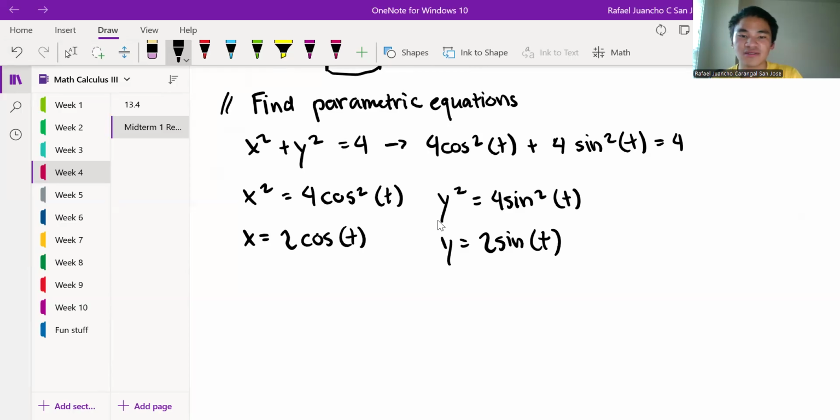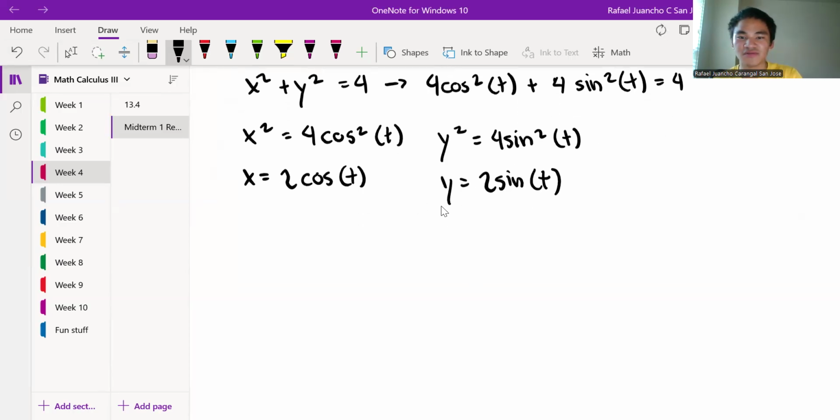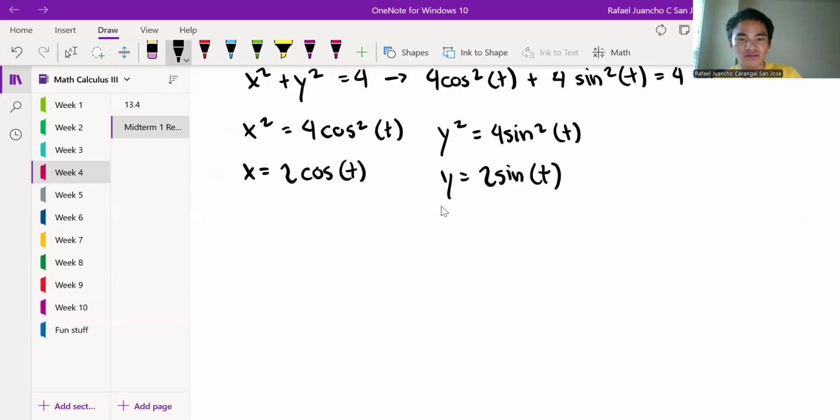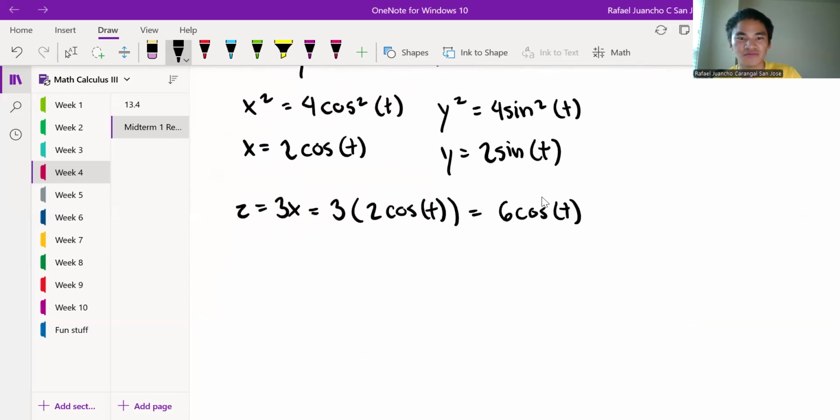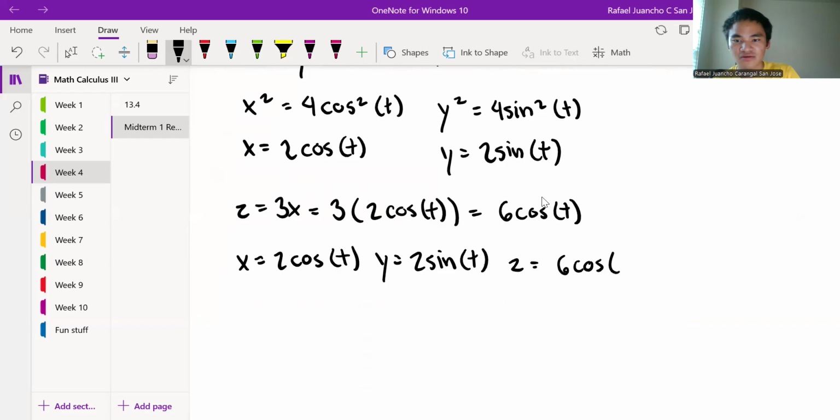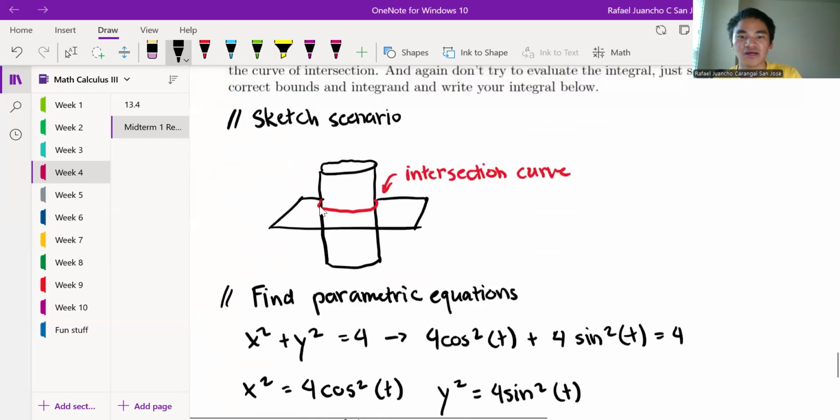So now we have x and y in terms of t. Now we just need to find z. So here z is 3x. So we can say 3 times our x value in terms of t, and we will actually get a nice number here, 6 cosine of t. And so our parametric equations are as follows: x is 2 cosine of t, y is 2 sine of t, and z is 6 cosine of t. And these parametric equations describe the behavior of this curve.